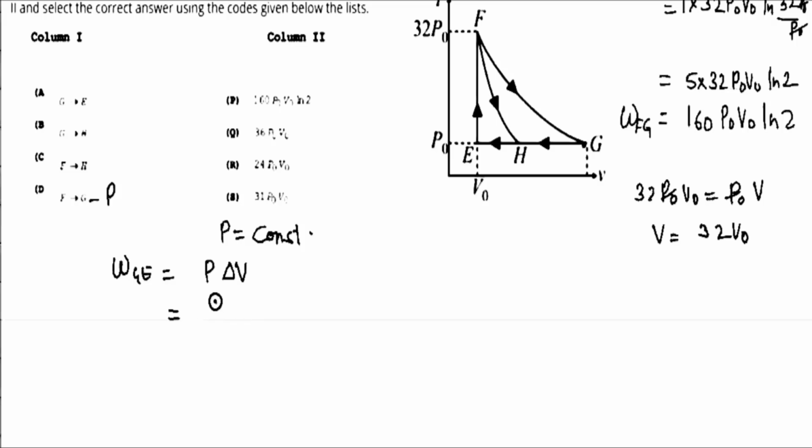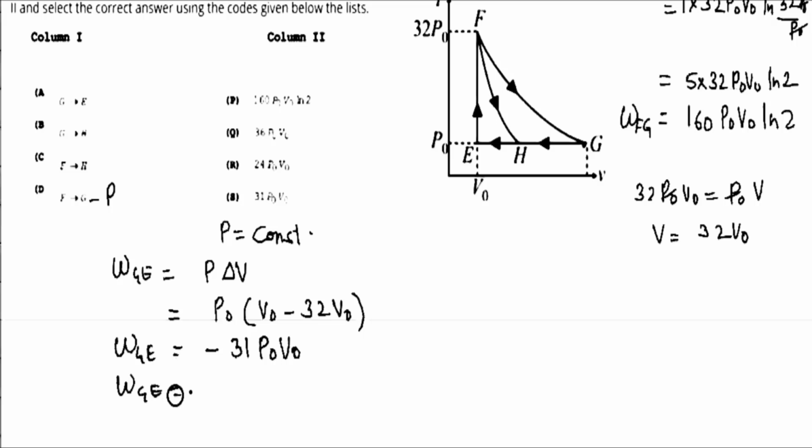The pressure is P naught simply, and the change in volume will be simply, the final volume is V naught and the initial volume is 32 V naught, so you can see here that the work done will be simply minus 31 P naught V naught. This will be the work done in the process GE. Right, now we have to simply take the magnitude. So this will be WGE. If we take the magnitude, this will be simply 31 P naught V naught. Now we have found out the work done in the process GE, and you see the work done in the process GE is simply 31 P naught V naught. So this matches with H.